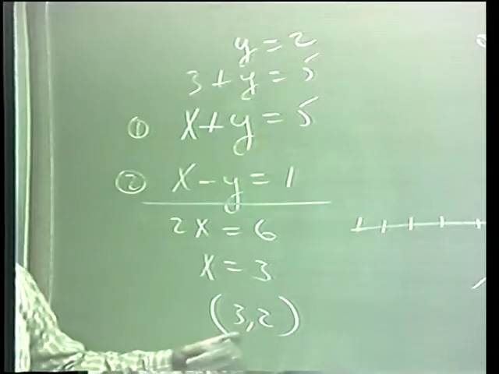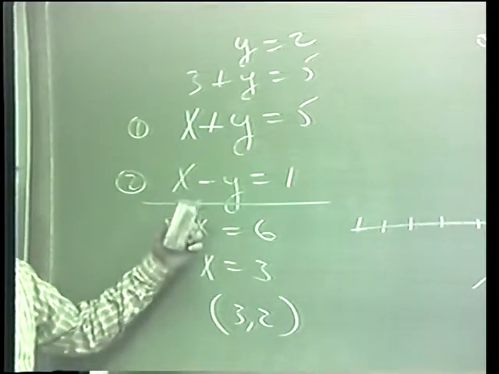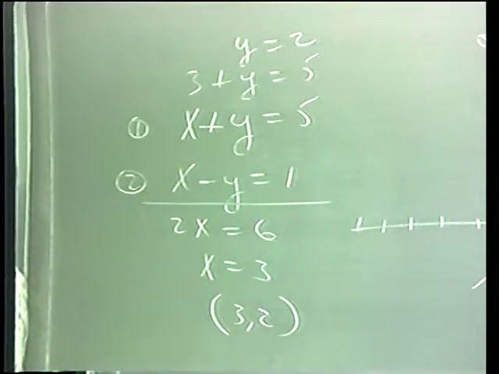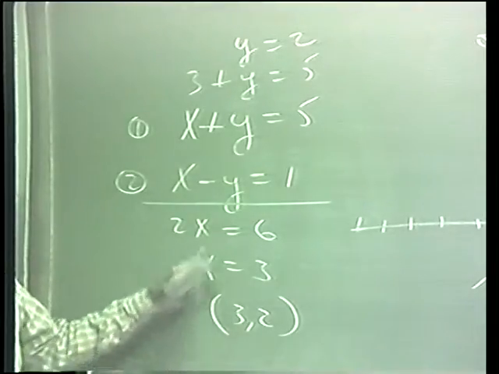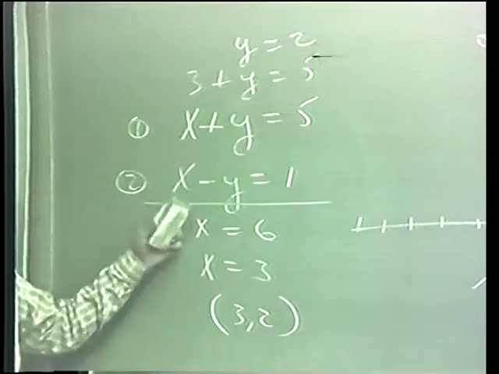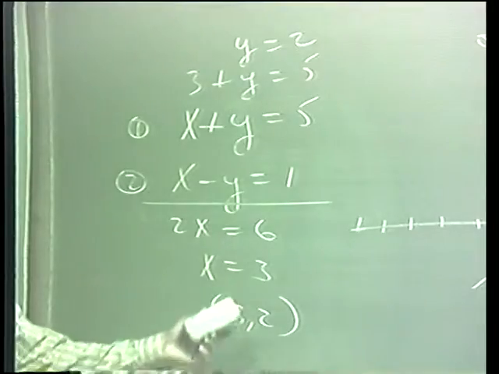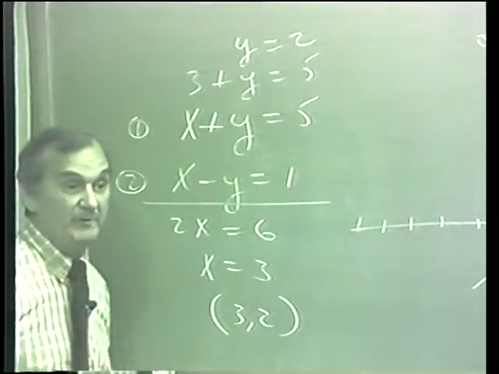Now, what we do is we use the second equation to check it, to make sure this point is correct, that we didn't goof. We go to the second equation and plug in these values. 3 minus 2 is definitely 1. It checks. Notice, it's the same answer as graphing. It has to be. There's only one point of intersection, Lynn told us. If it's 3, 2 on graphing, it has to be 3, 2 no matter which method you use.